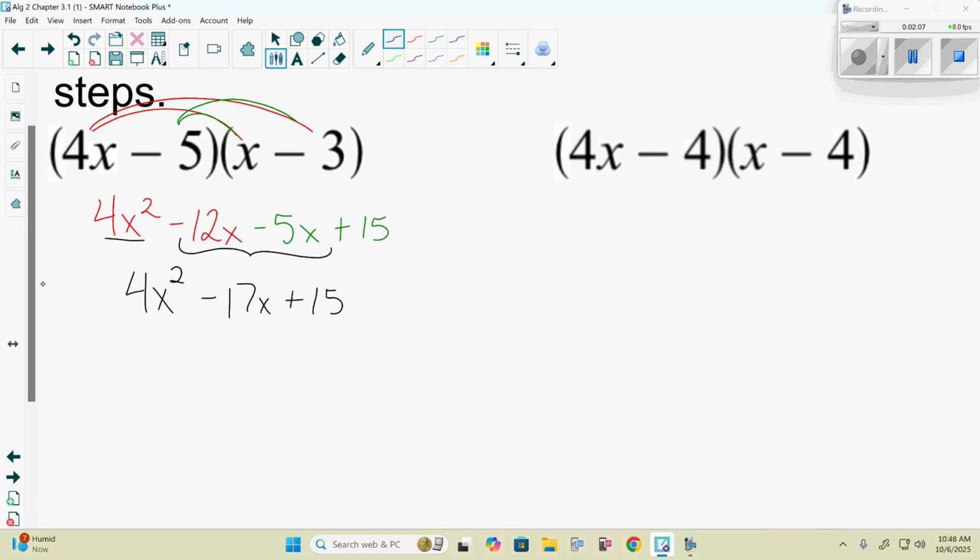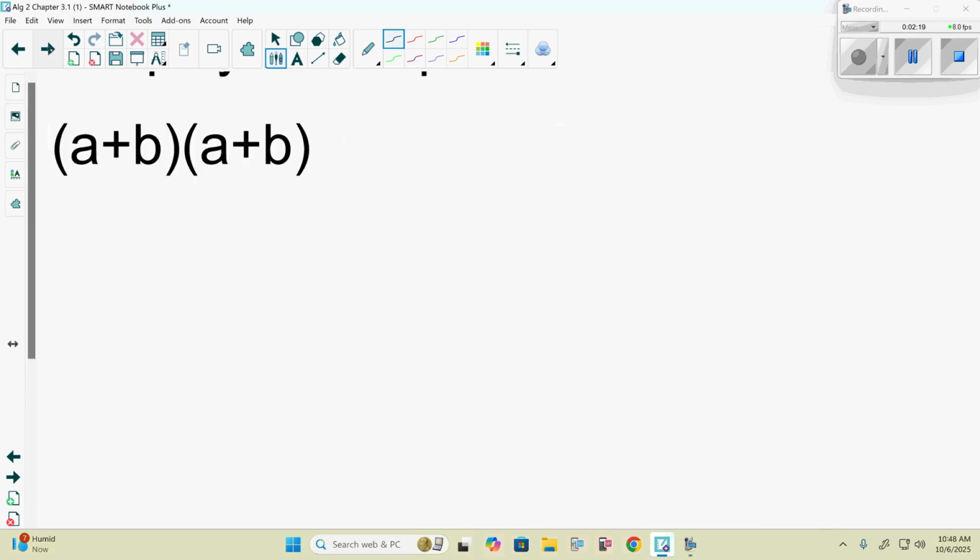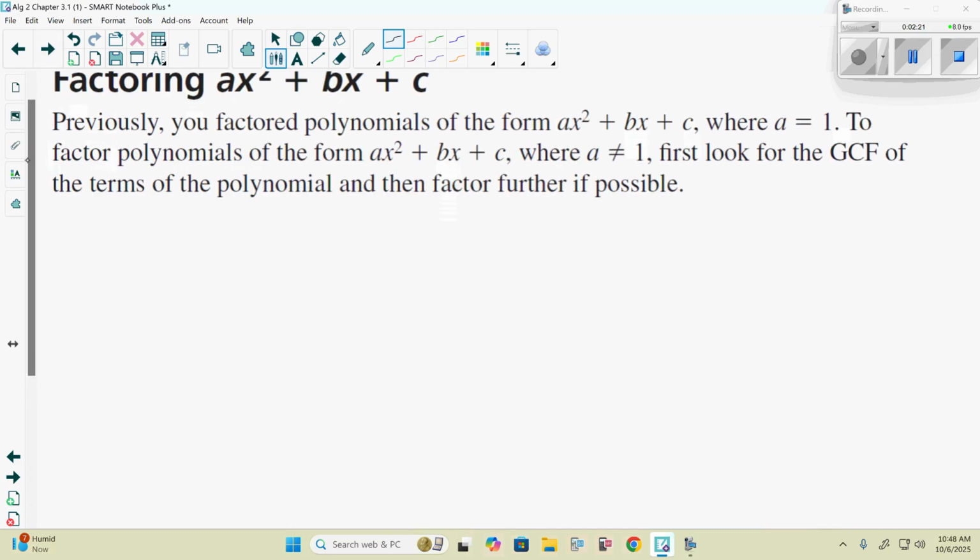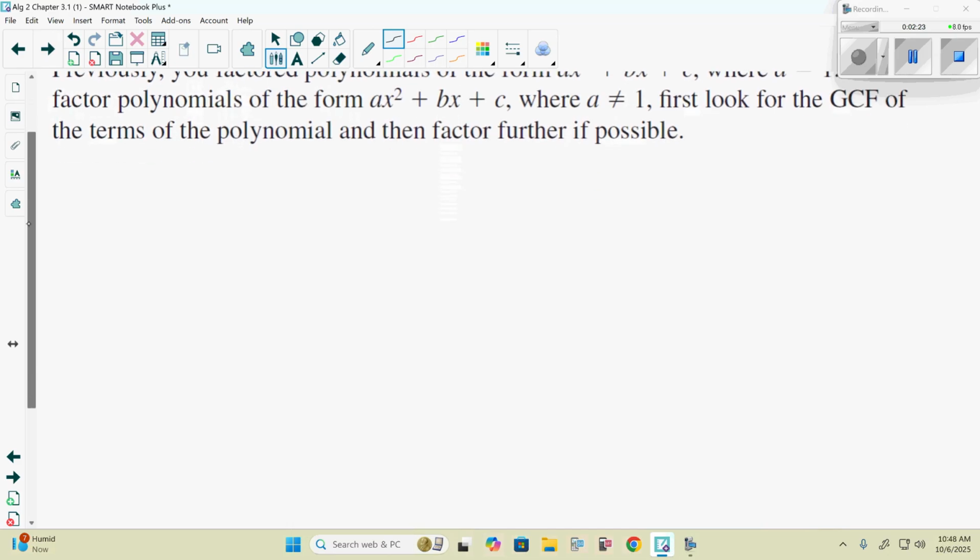Now, what we're going to be doing with factoring is taking it from 4x squared minus 17x plus 15 back to 4x minus 5 times x minus 3. We want to factor it back out. Now, there are some main steps in doing this here. And that's what we're going to be looking at. The first step in factoring is greatest common factor. We want to factor out the greatest common factor.